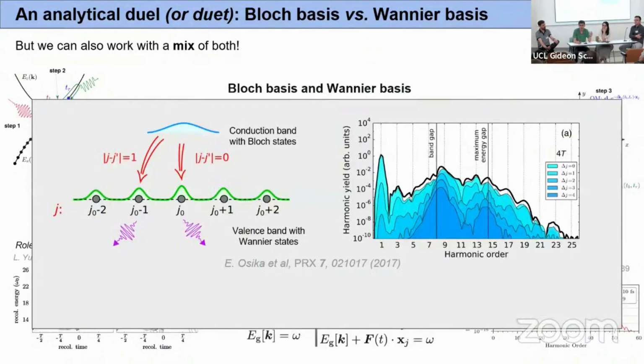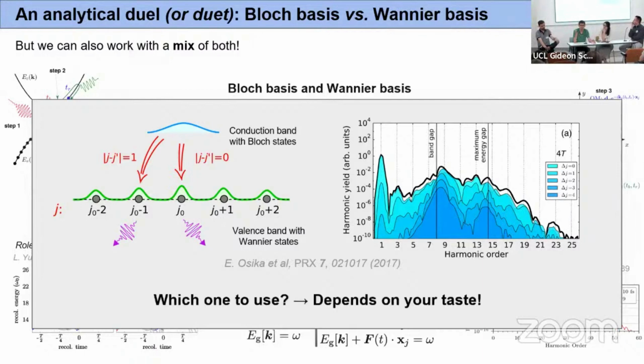On the other hand, I have presented Wannier and Bloch as being in a sort of debate or in a duel, but actually they can collaborate together. And this was very nicely presented in this paper by Sika et al., where basically what they did was to study the valence band with Wannier states and the conduction band with Bloch states, and this resembles very much the picture that we have in atoms. Initially the electron is localized in the ground state, then it goes to the continuum, which in this case is the conduction band. Here it can get delocalized, but then afterwards it can recombine basically anywhere in the solid.